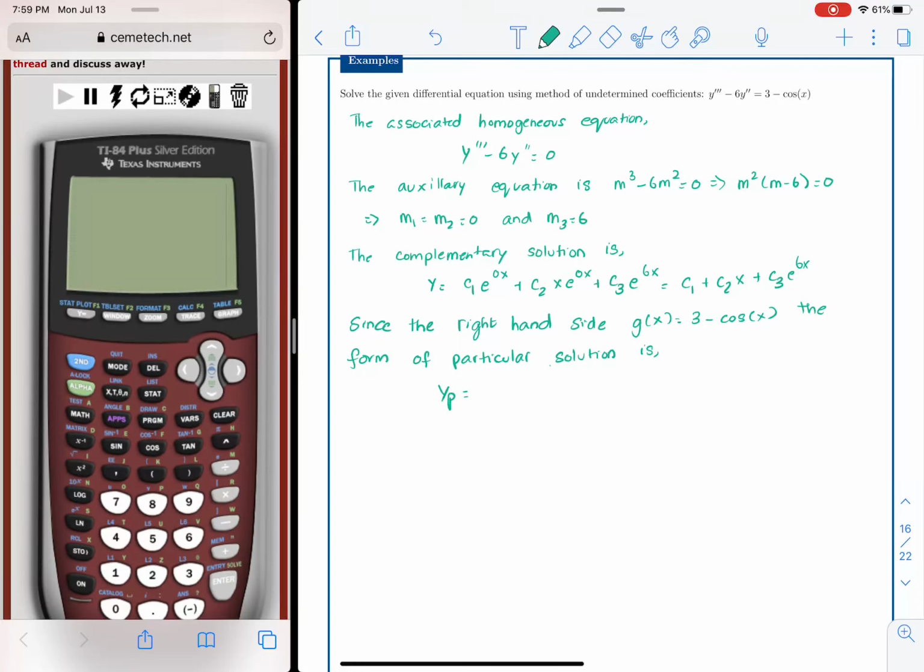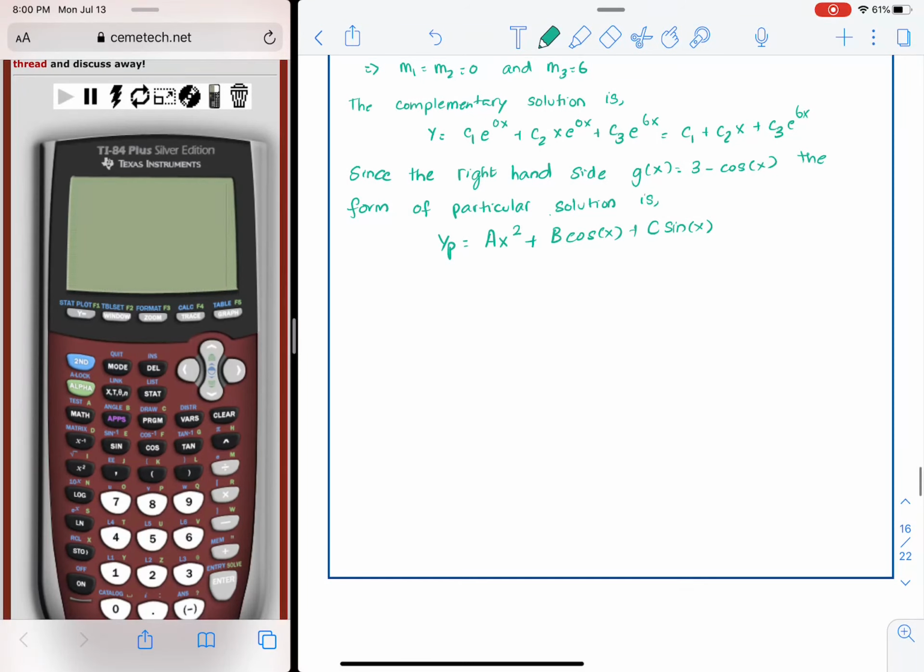yp. I say a constant term, so if we have a constant term, we would say, oh, let's just put a there. But we have already used c1 in the complementary solution. So you may say, okay, let's go ahead and do a times x. But we already have c2 times x in the complementary solution. So the place where we have to start here is a x squared. And since we see cosine x, we have b cosine x plus c sine x.